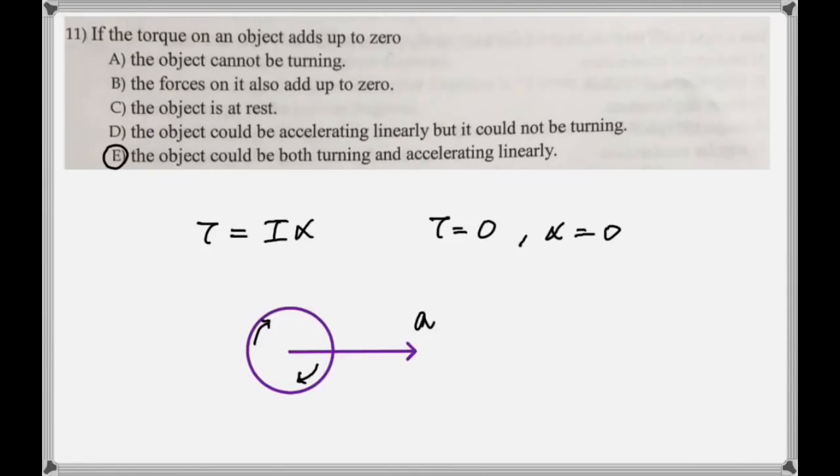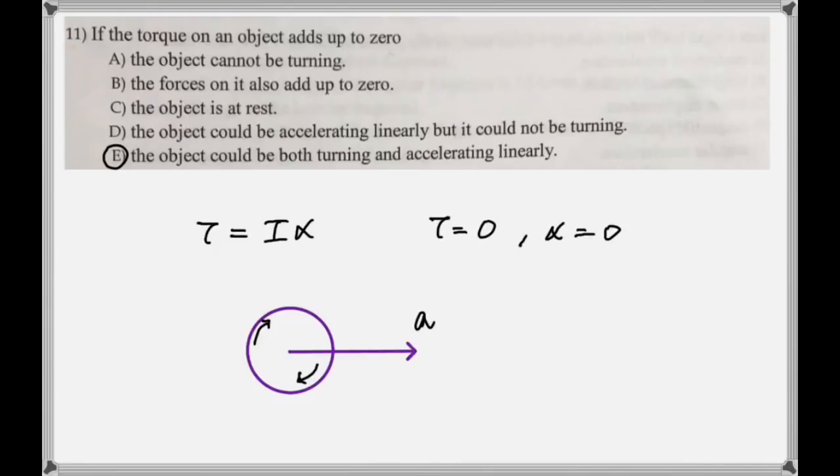Now on this one, if the torque on an object adds up to 0, the object could be both turning and accelerating linearly. Now take a minute to understand this. If the torque is 0, you know that torque is I alpha, means that alpha is 0, which means it's not accelerating. That's correct, but it's still turning. You know, it's turning with a constant angular velocity.